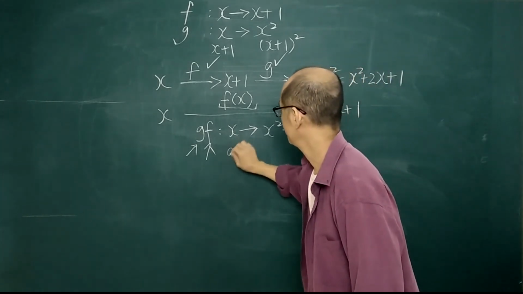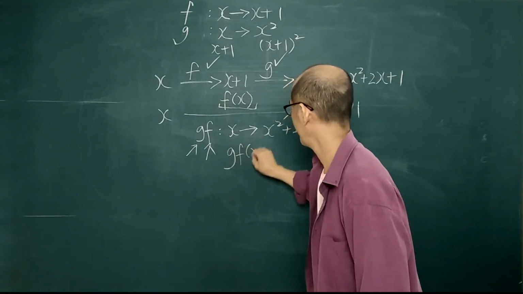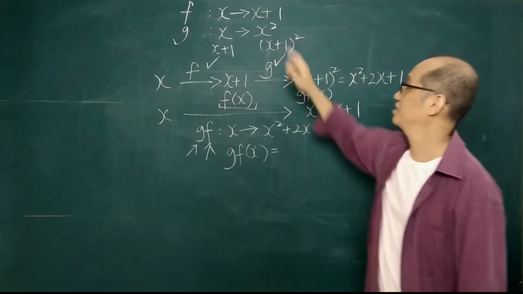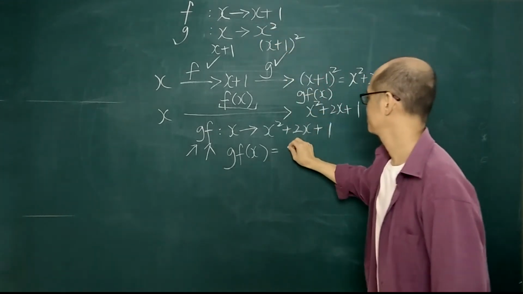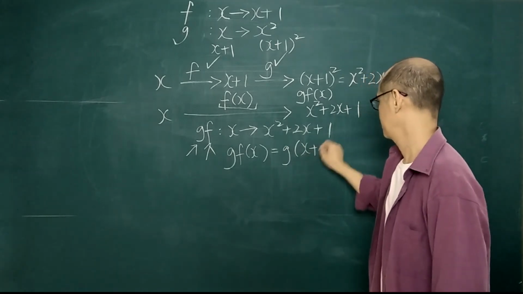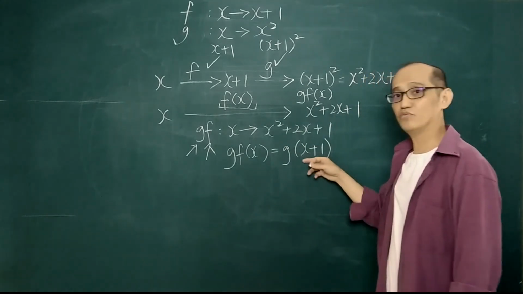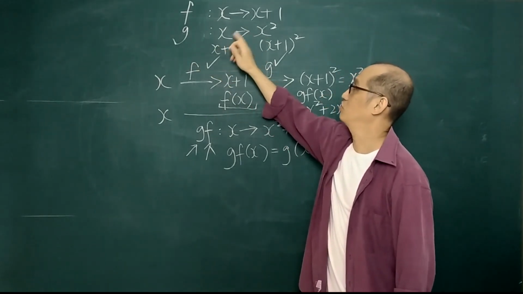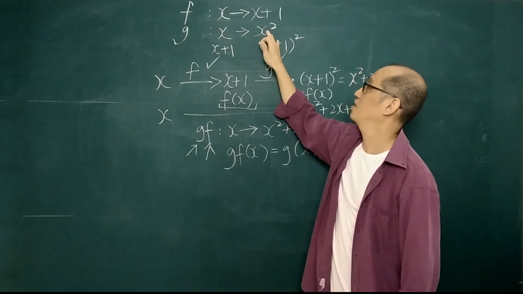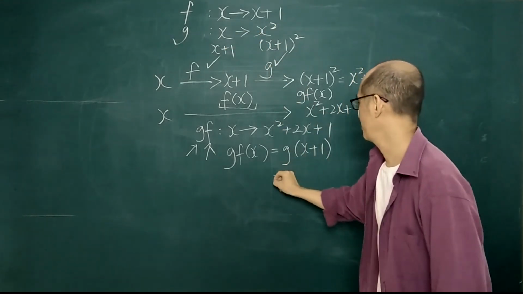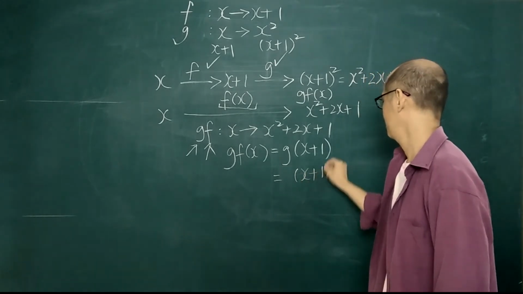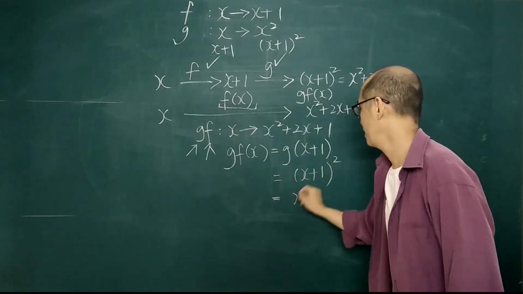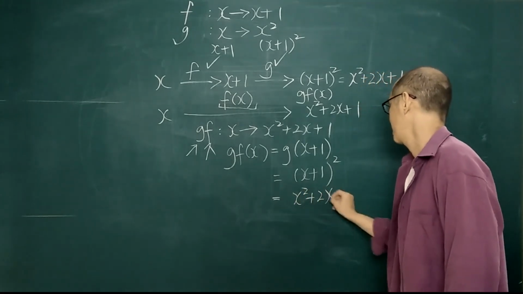So in mathematical notation, that's how we do it. We say gf x, this one equals, right, what is fx? Fx is x plus 1. And this x plus 1 will go through function g. For function g, it will map the object to object squared. So here we have x plus 1 squared. That's the image. Or we can say that it is x squared plus 2x plus 1.